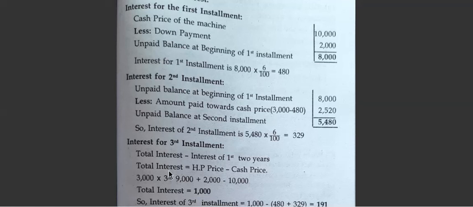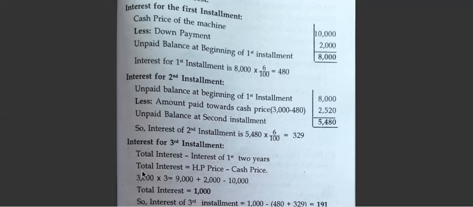So what is total interest? You have to find out. Total interest is equal to higher purchase price minus cash price. Now what is higher purchase price? 3000 every installment they will pay for three installments. So 3000 into 3, 9000 plus 2000 cash, so it is 11,000, minus cash price 10,000. The total interest is 1000.